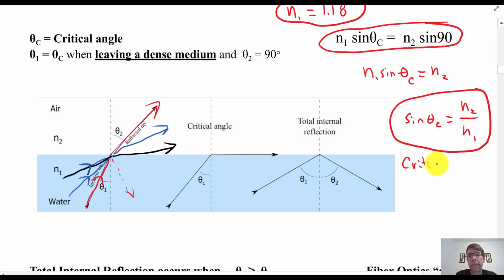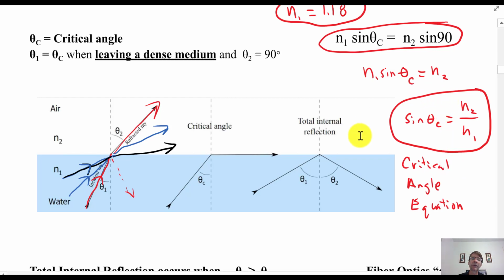Critical angle equation. You could even say theta critical equals the inverse sine of n sub 2 over n sub 1, because you have to do the inverse sine.